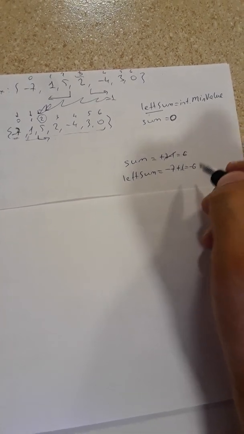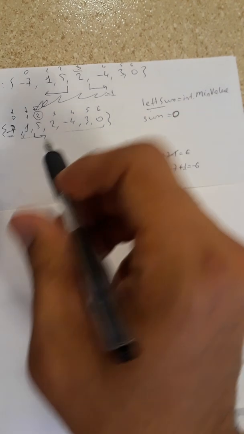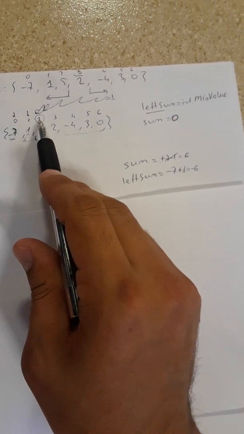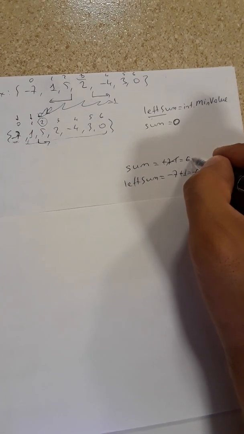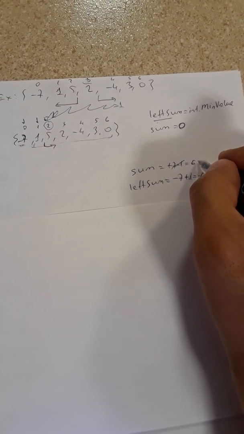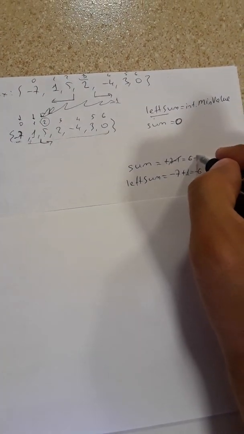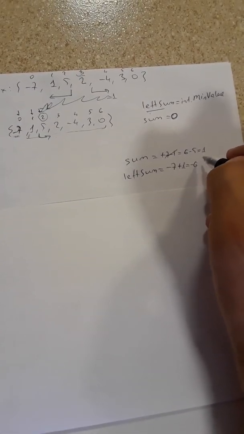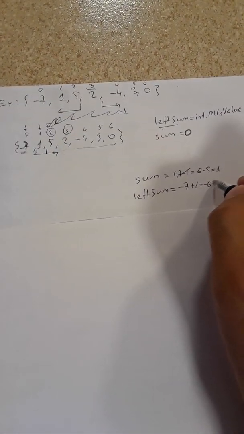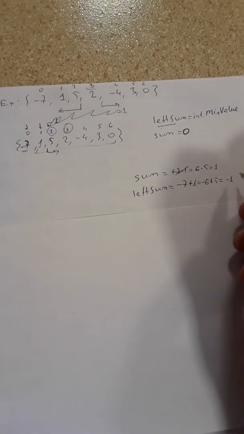it -6. So since we go to this element at index 2, we're subtracting the value, the 5, from our sum, so 6 minus 5 will make it 1. After that, we're comparing left sum with the sum. They're not equal to each other, so we go to the next element at index 3, but before that, we're adding this 5 to our left sum, and it will make it -1.